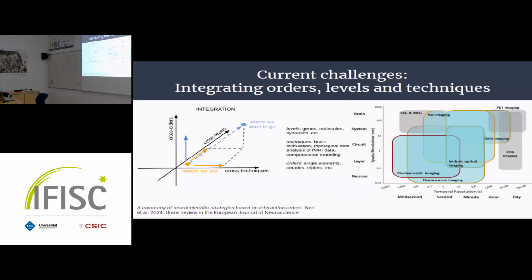And finally, with the idea of orders of interactions, the idea will be to integrate different orders, levels, and techniques. So here we have all these different spatio-temporal resolutions and the different techniques that we have, that fall into the techniques and levels. And also we have the different orders of interactions. And the idea will be to be able to integrate different orders, levels, and techniques in a solid theoretical framework to understand better the brain and complex systems in general.